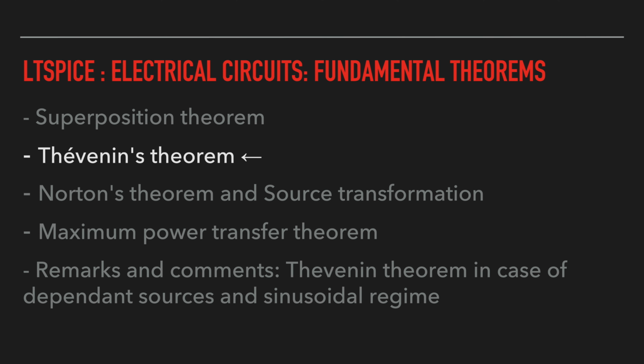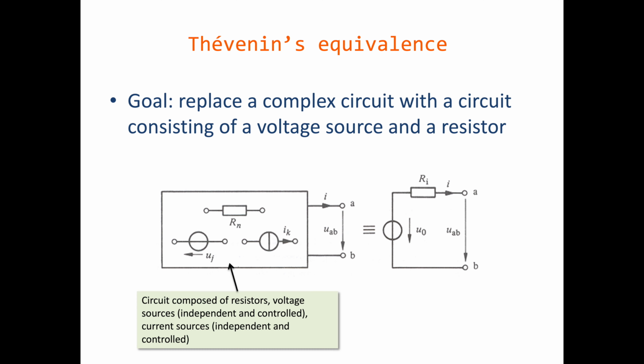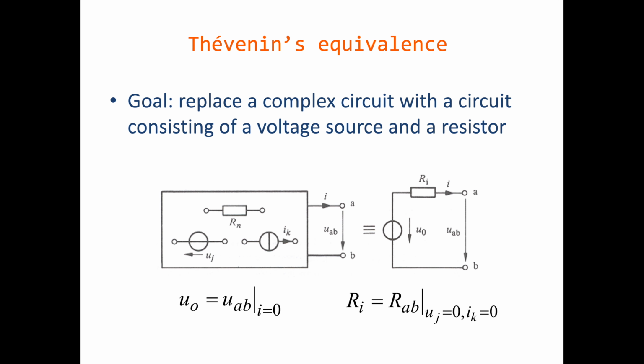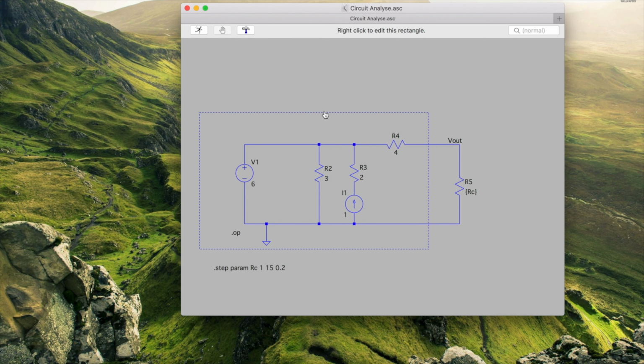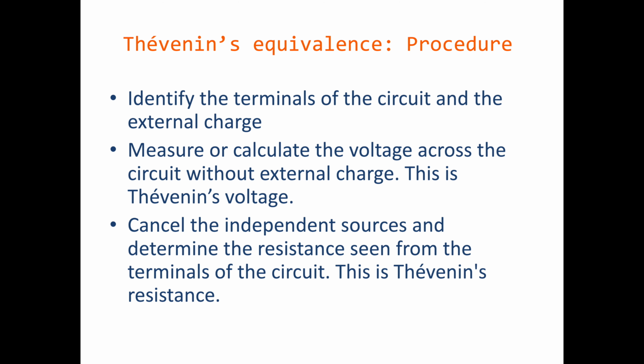The goal here is to replace a complex circuit with resistors, voltage sources and current sources by a simpler dipole. Here a real voltage source, that is, an ideal voltage source with an internal resistance in series. The circuit we will analyze is the following. It is a circuit which is easily analyzable with Thevenin's method. The purpose here is to show you the tools of LTSpice. Therefore, use the procedure described in the course.